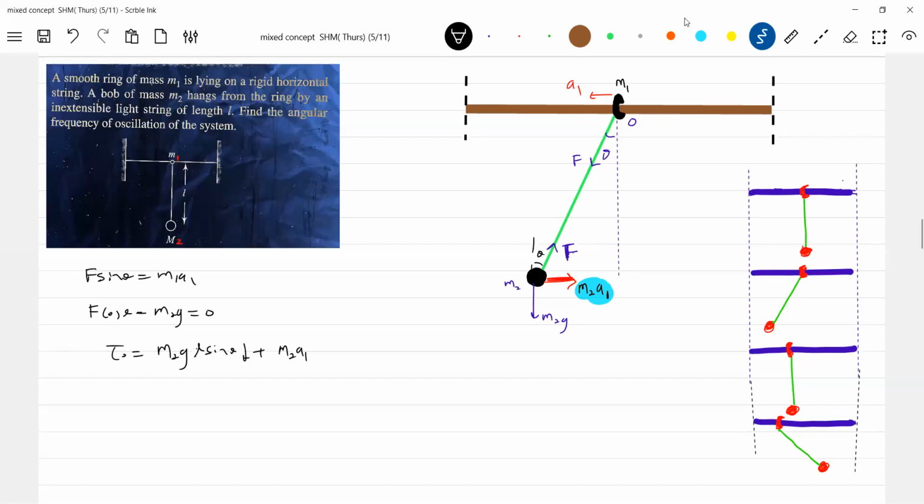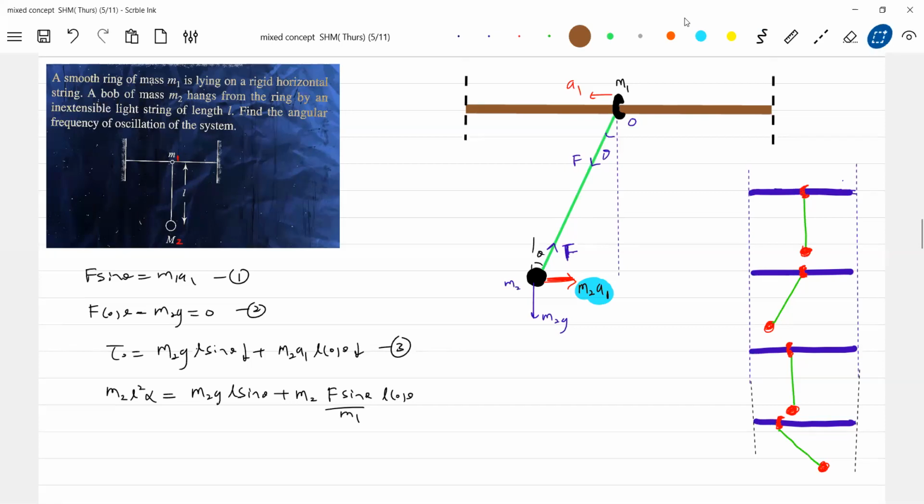Torque due to the pseudo force is M2A1 L cos theta. This should be equal to how much? Torque equals moment of inertia times alpha. This should be equal to M2 L square alpha. In place of A1, shall I write it as F sine theta by M1. Call these equations 1, 2, and 3.